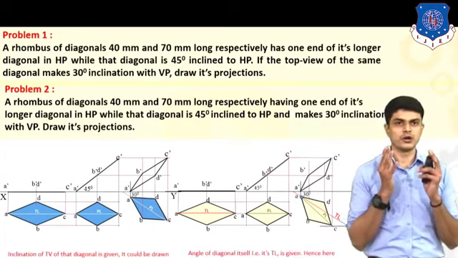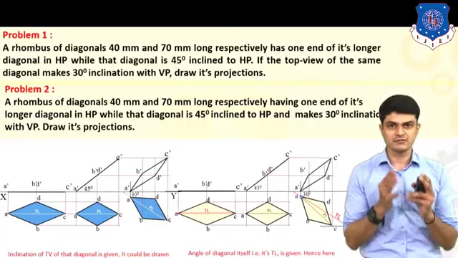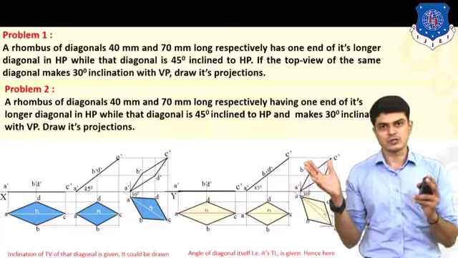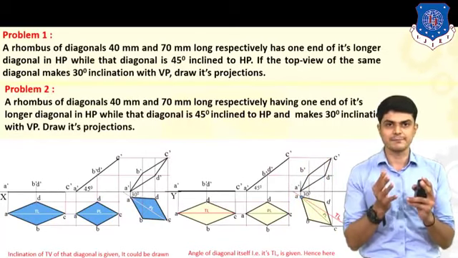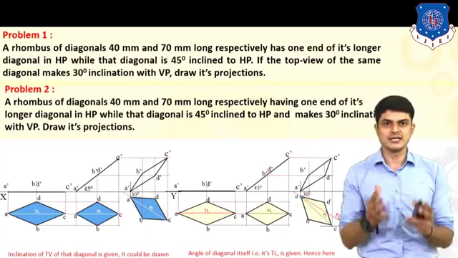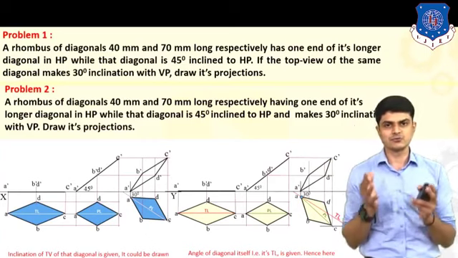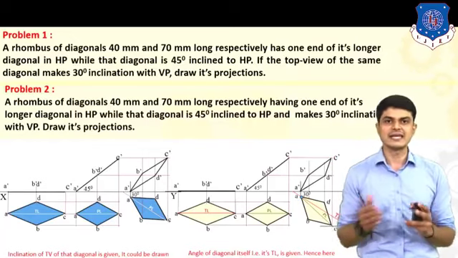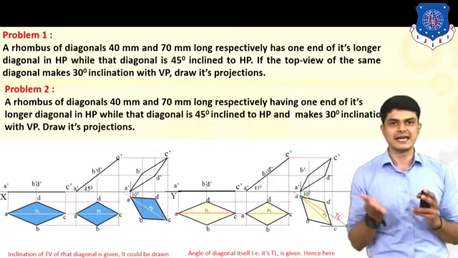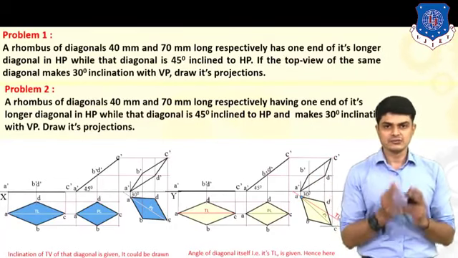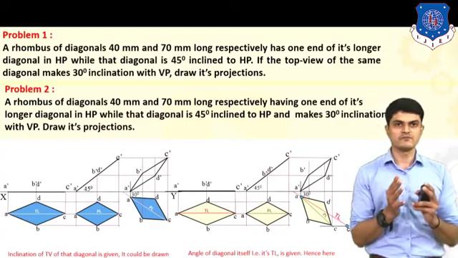So here you need to observe the difference between the two drawings. In the first drawing we have taken the angle directly with respect to the plan length on the top view, because it was said in your example that the top view of the same is inclined at 30 degrees to VP. But in the second case it was said that the longer diagonal is making 30 degrees. That's why we are taking the longer diagonal at 30 degrees here. Then we are constructing the locus and then plotting the plan length. So this is the major difference between the two examples.